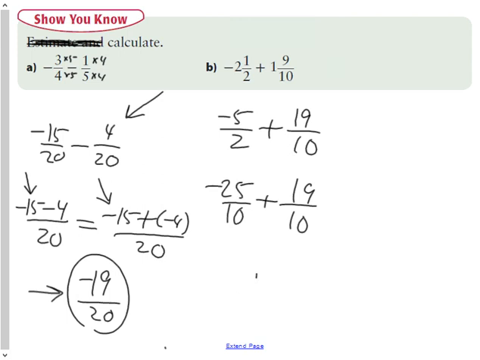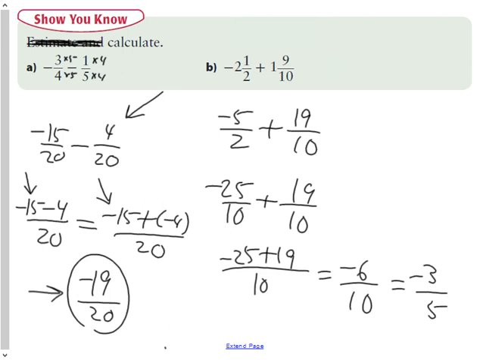Now we're adding fractions, so the rule is keep your denominator and add your numerators. A -25 plus a +19 is a -6/10. And in lowest terms, that will be -3/5.